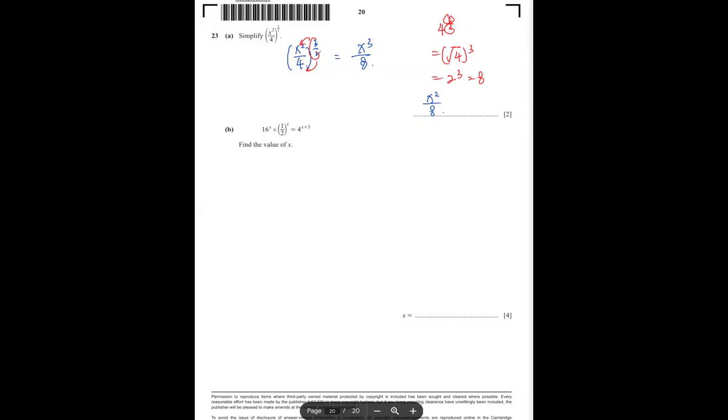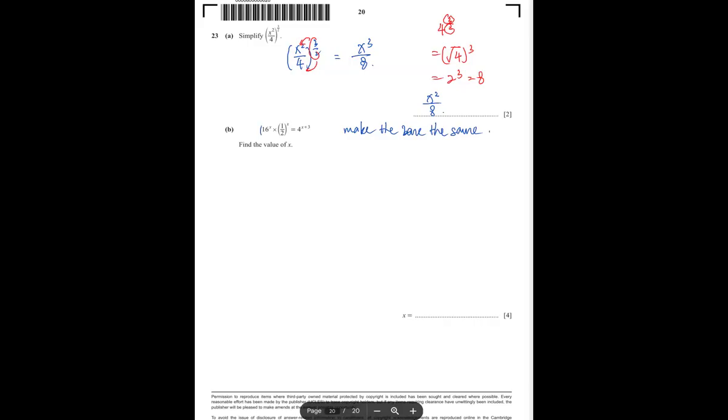Okay, part B, find the value of x. When you're solving equations involving indices, make the base the same. Okay, for extended, this is the only way. If you do MF, there's another way, you need to use logarithm. But for extended, this is the only way to do it. Make the base the same.